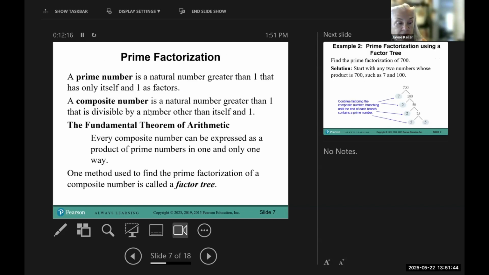The next thing we're going to talk about is called prime factorization. Now, a number is a prime number.